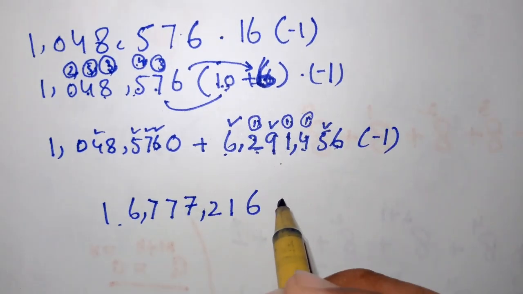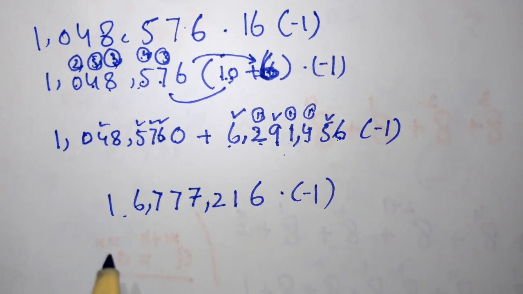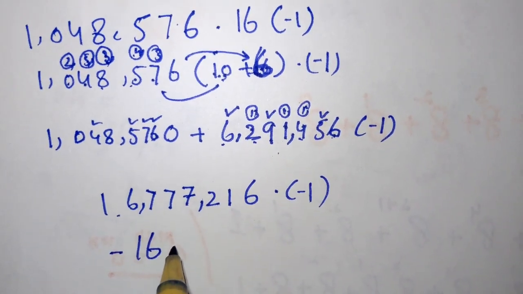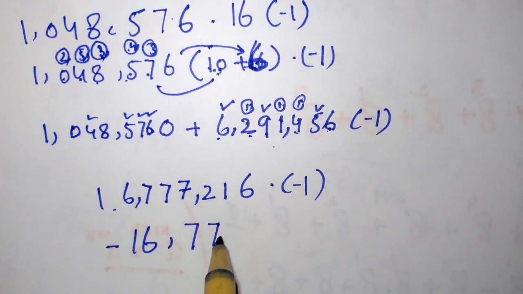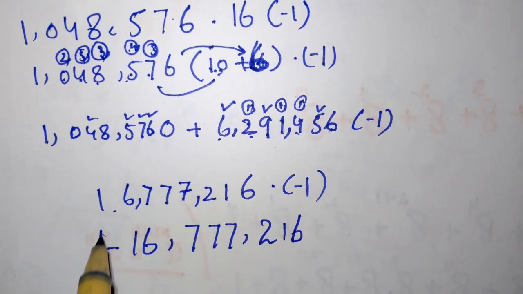16,777,216 times minus 1, and multiplying this with minus 1, this will become minus 16,777,216, and this is the final answer.